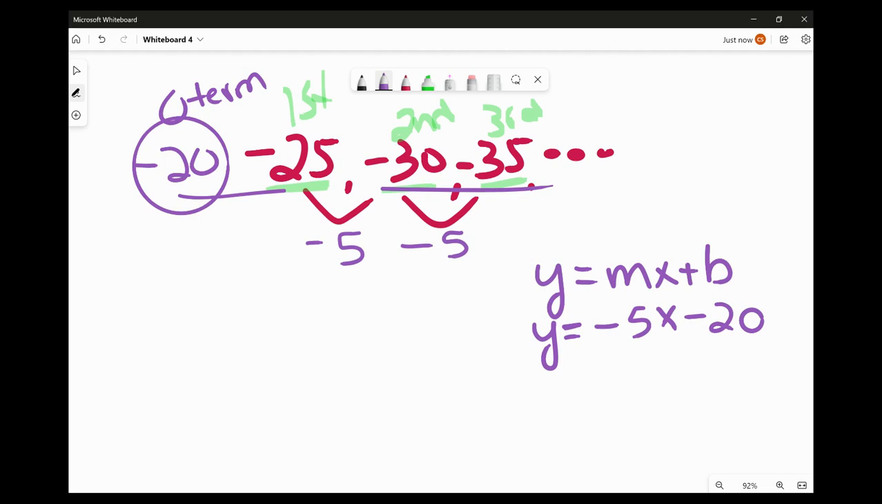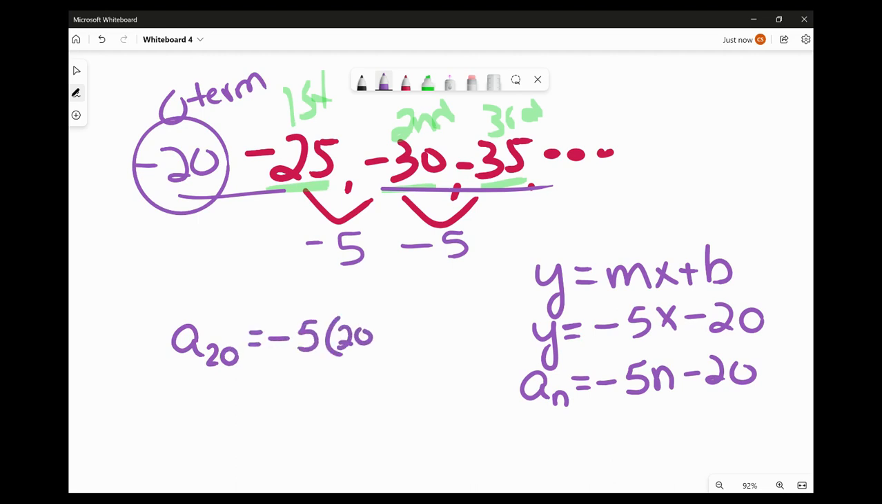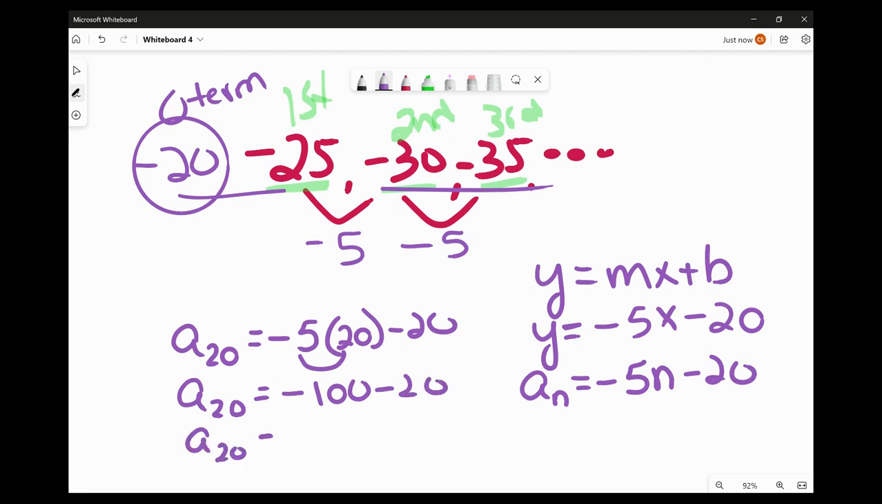Now I'm going to turn it into a sequence, so it looks like an arithmetic sequence. Instead of writing y, I'm going to write a with a little subscript of n. That's the notation that we're doing a sequence here. And instead of writing x, I'm going to plug in n. If I want the 20th term here, I'm going to plug in 20 for n. Then I would just do the math: -5 times 20, which is -100, minus 20. So the 20th term equals -120. And that's how we would do an arithmetic sequence.